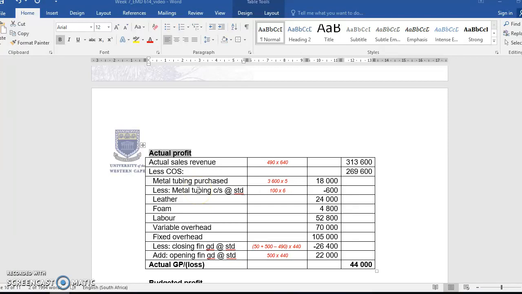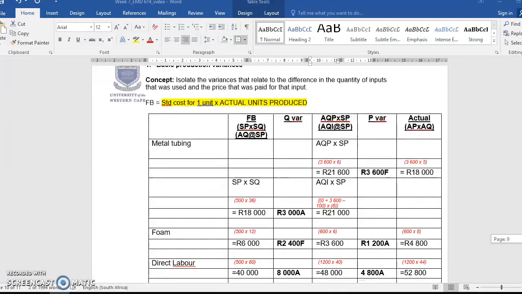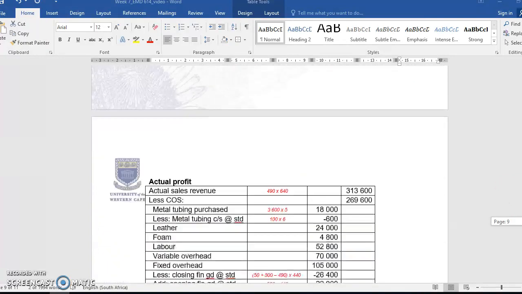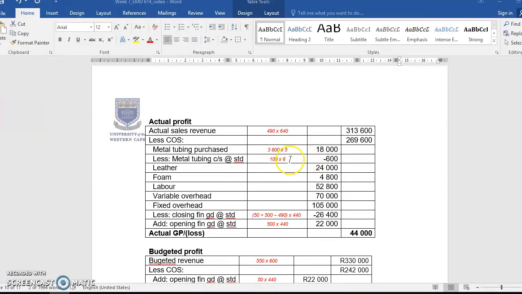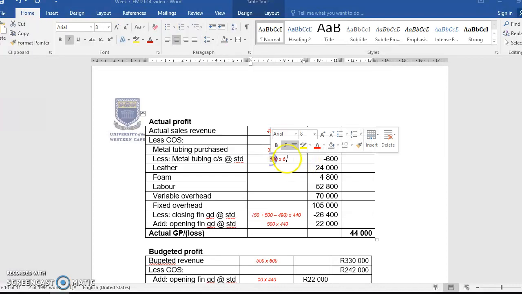The only thing is, when you have opening and closing stock, the accounting standard, IFRS, says we can record inventory, which is opening and closing stock, at the standard price. So if we look at metal tubing, the actual purchase is 18,000. That comes from this actual column over here, 18,000. However, there was closing stock of metal tubing of 100 that was given, but the standard price is 6 Rand per meter. So that will be deducted because closing stock is deducted.